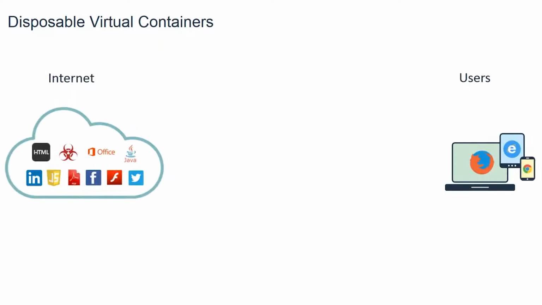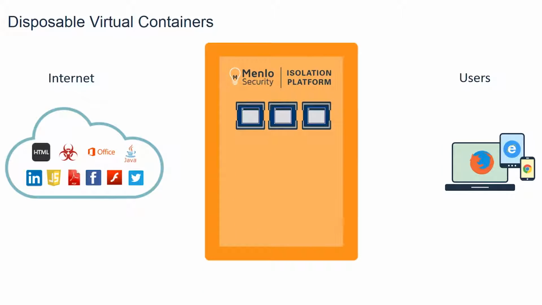There are two technologies that are the foundation of the isolation platform. The first one is disposable virtual containers, and the second one is adaptive clientless rendering. Let me go over both. The Menlo Security platform goes between the web and the user. The platform is available as a public cloud service and also as virtual appliances that you can run in your own data center. Users' web requests are directed to the platform via a proxy setting on the end user's device or proxy chaining with an existing web security gateway.